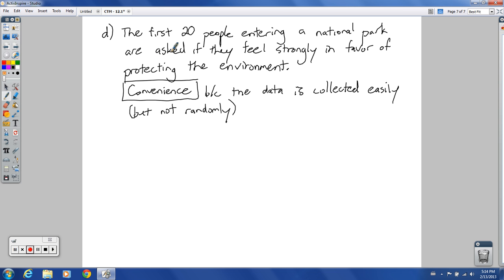And so think about this. Is this a good sample? Now let's ask that question just to talk about it a bit. Is this a good way to pick a group of people to see if that's representative of maybe the whole population of the United States?